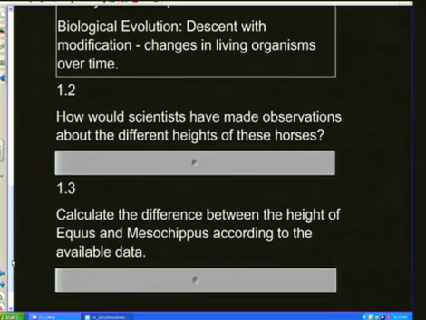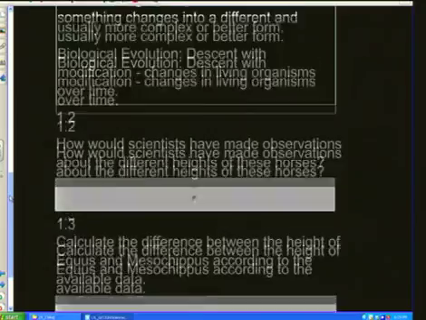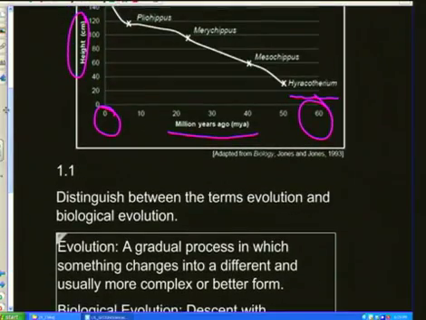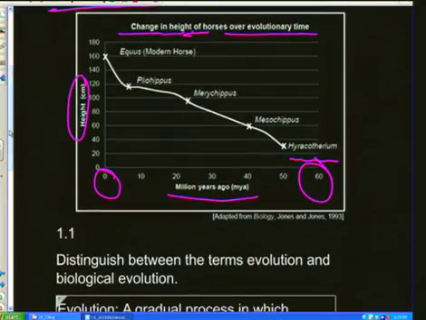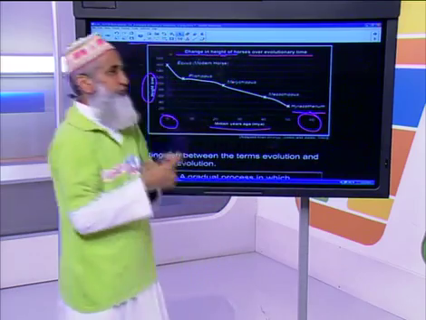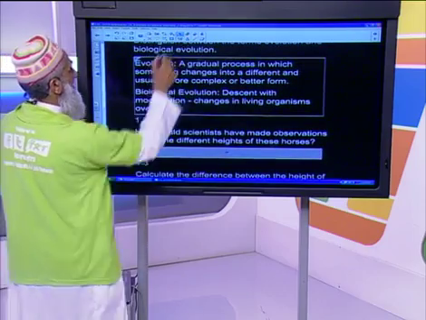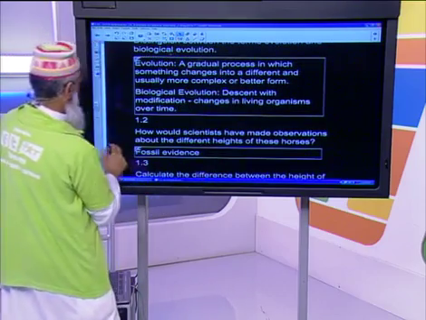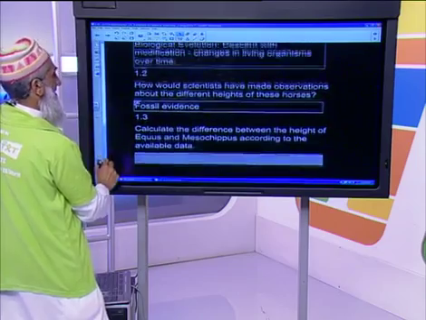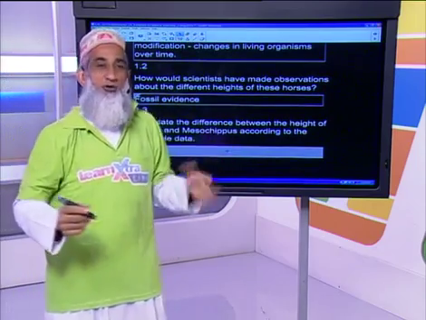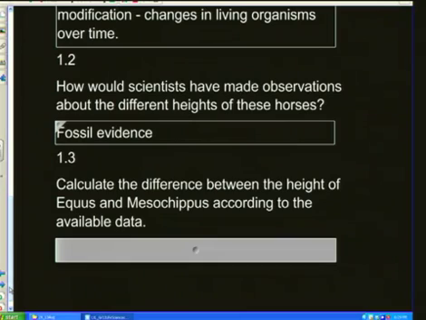How would scientists have made observations about the different heights of these horses? How are scientists going to know about this Hyracotherium? Fossil records. Good, excellent, Yusuf, well done. Fossil evidence, good. Alright, they would have studied from first because we can't give that one because there's going to be something there later.